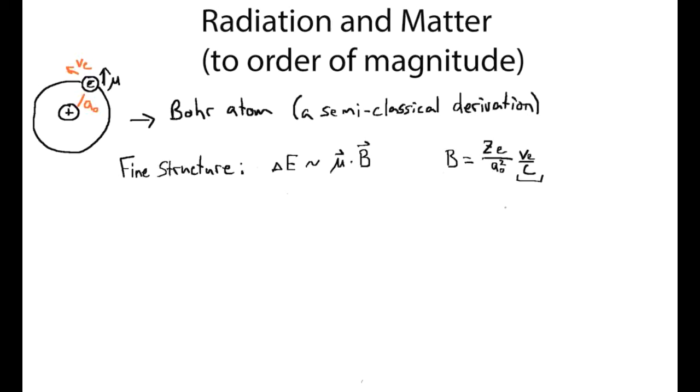How do we estimate that? Well, we had previously, by quantizing our angular momentum, that the velocity of the electron was about h bar over the mass of the electron times the radius.